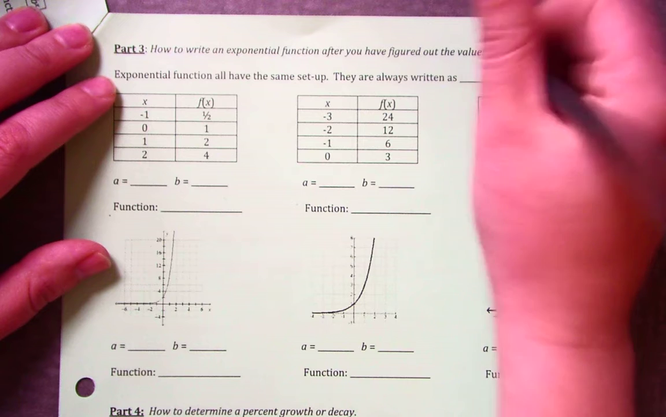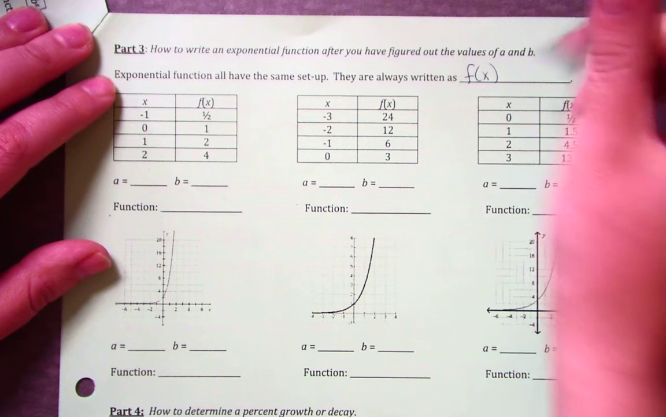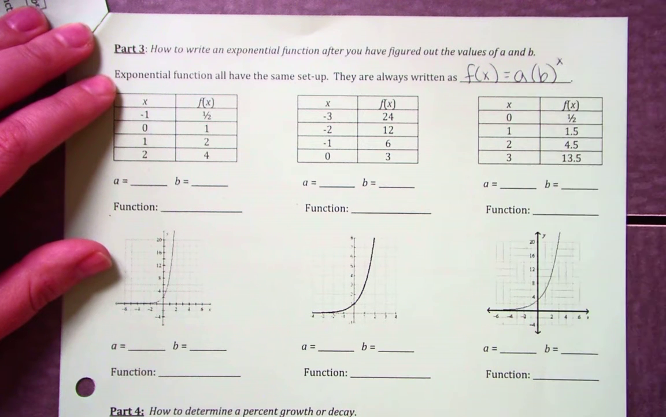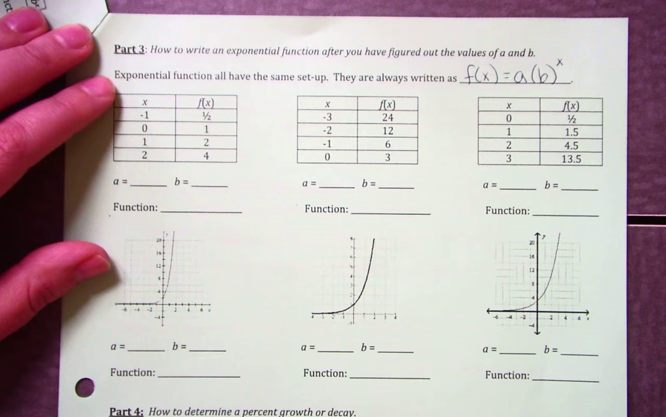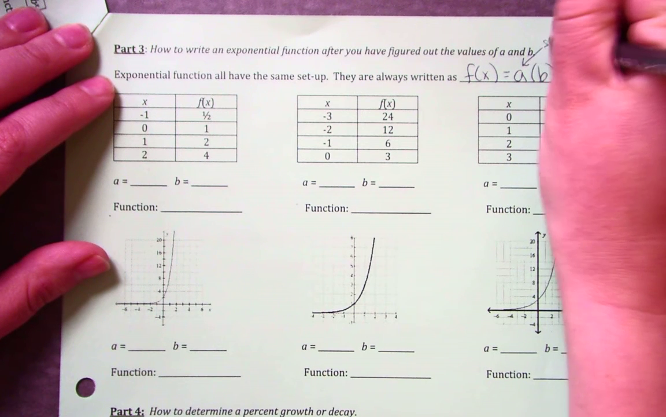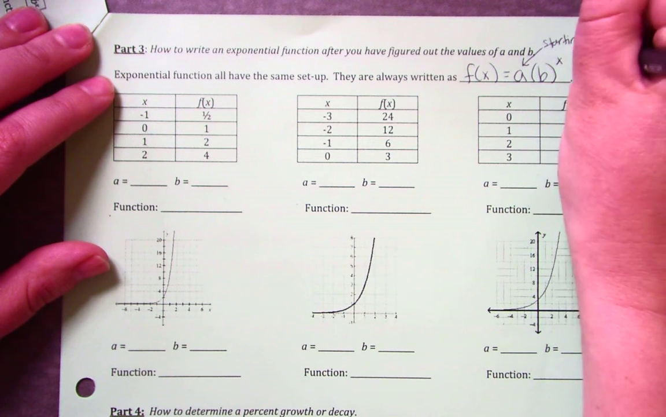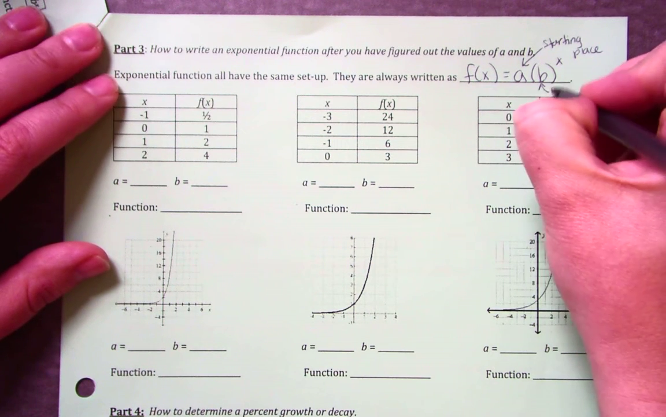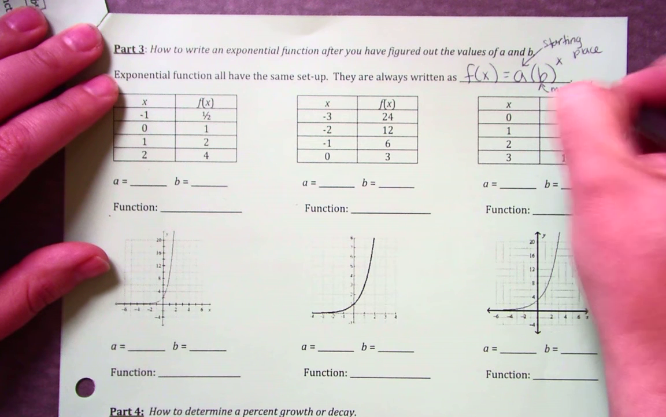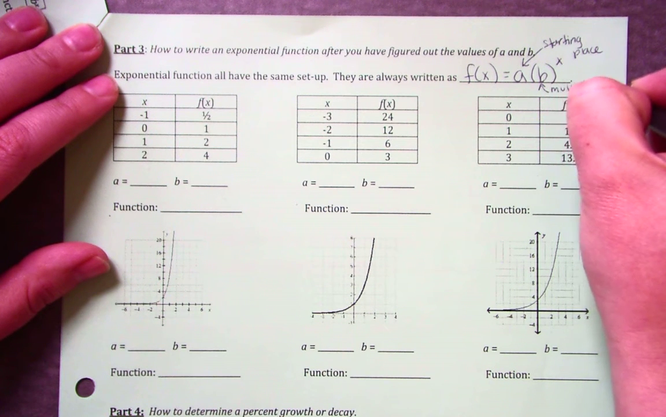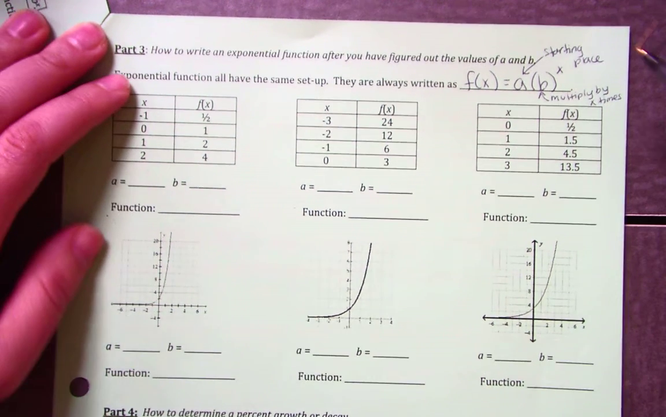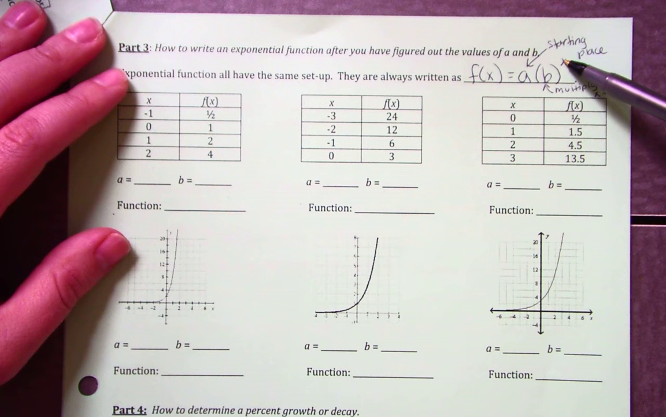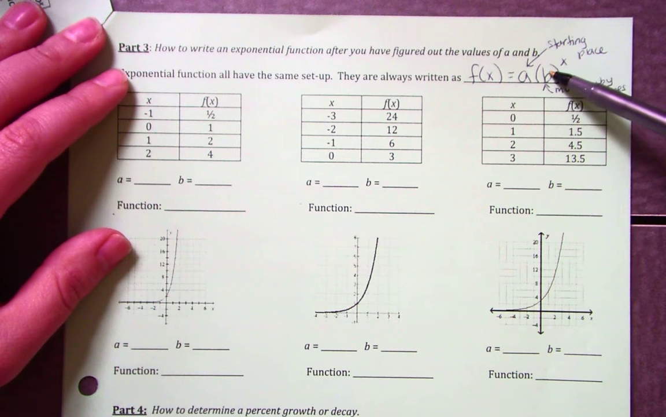They were always written as f of x equals a times b to the x power. What this means is a is like your starting place, and b is what you multiply by x times. So for example, if this is a times b to the third power, if x is 3, then it would be a times b times b times b.